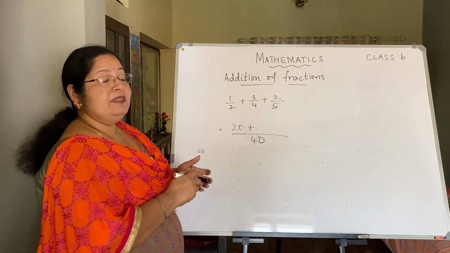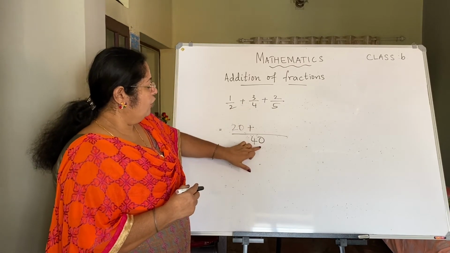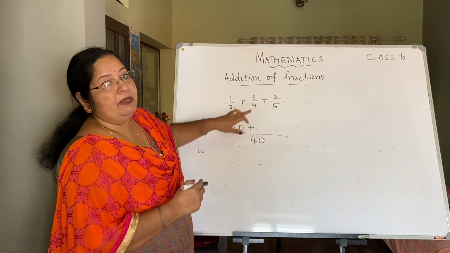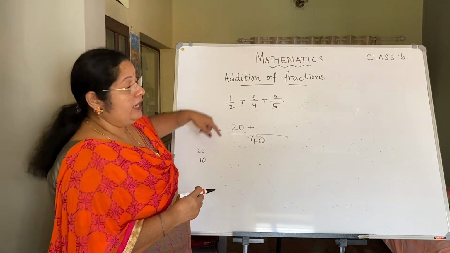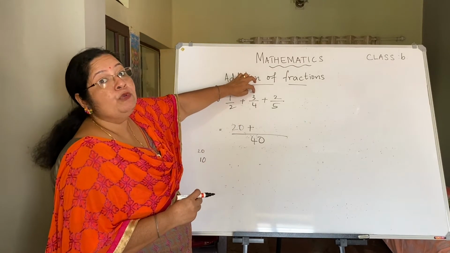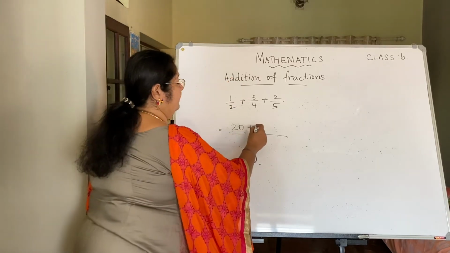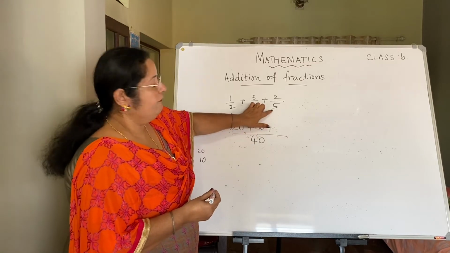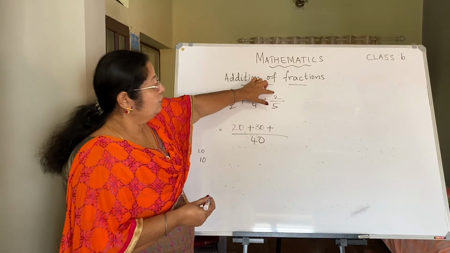Plus, same thing will be continuing for the other fractions also. So second one, 40 divided by 4. 40 divided by 4 is 10. Now this 10 you will have to multiply with the numerator. So 10 into 3, 30. Plus 40 divided by 5, 8. 8 into 2.